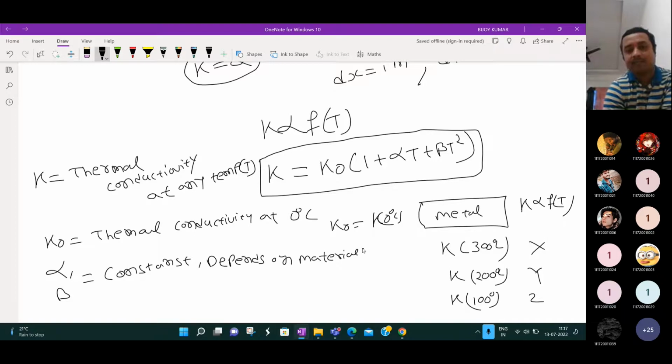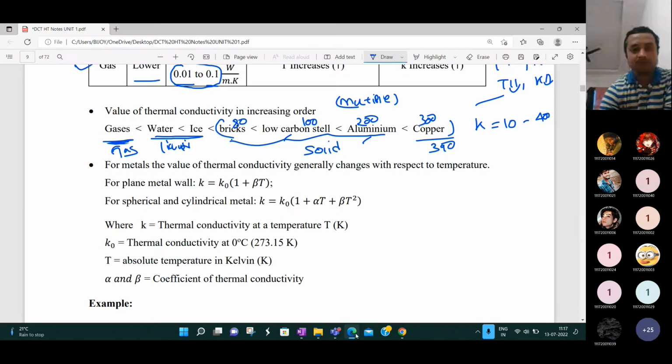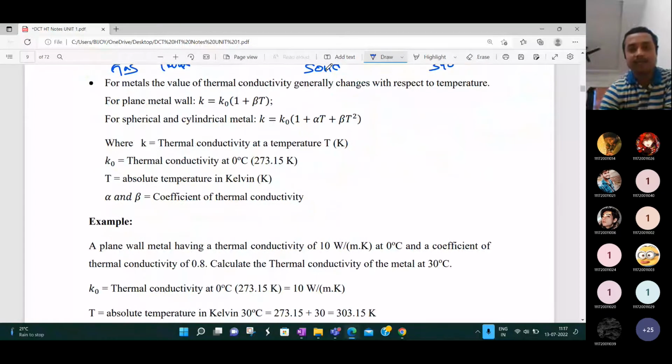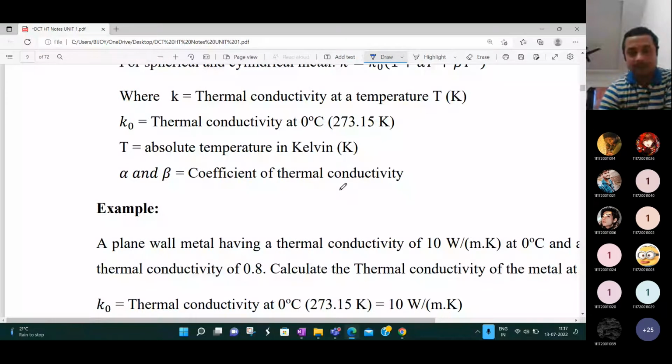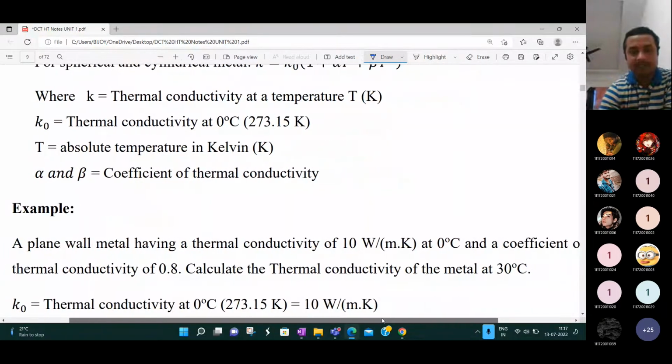It depends on materials. So this is the relationship between K and temperature. Let us solve a simple numerical. I will give a simple numerical based on this formula. All of you, I think, can read this question.